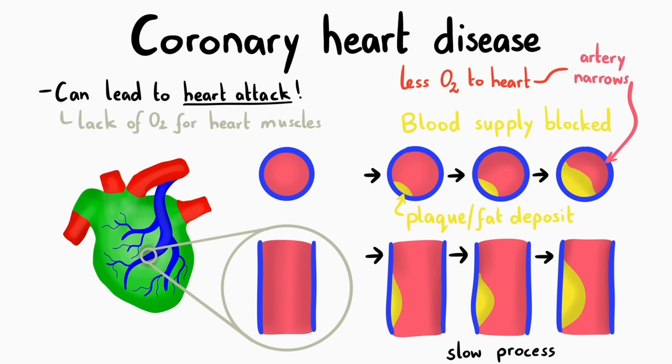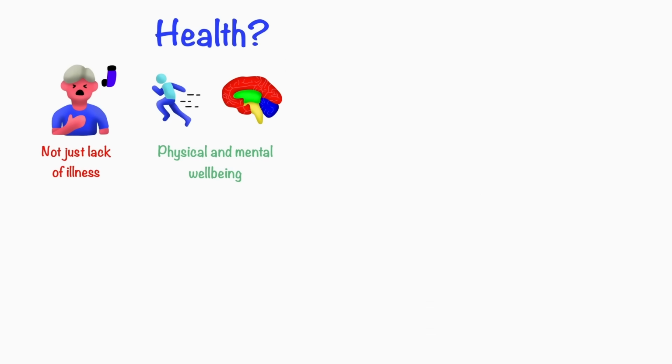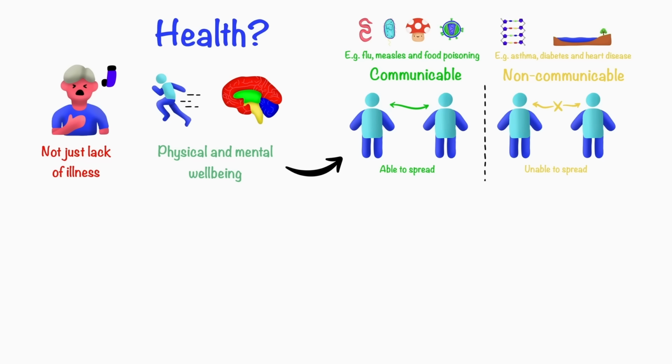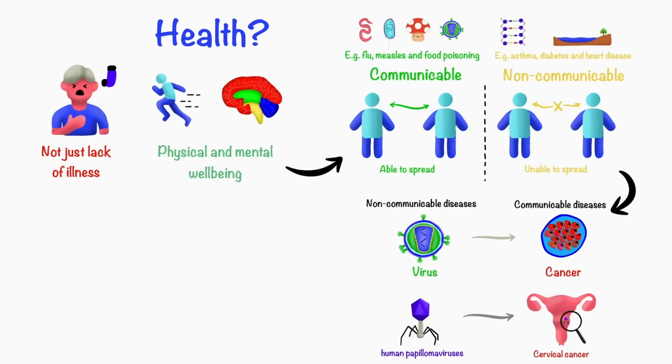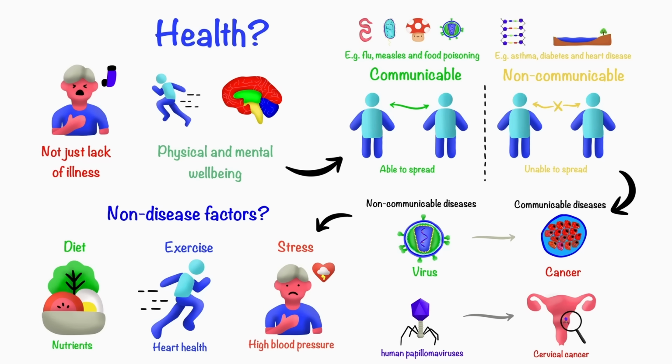Our understanding of heart disease and its treatments has advanced tremendously over recent decades. What was once a death sentence can now often be managed effectively, allowing patients to lead full and active lives. Today, we're learning about what health really means and how it relates to disease, then looking at the difference between communicable and non communicable diseases, exploring how different types of diseases can interact with each other, and finally, seeing how our lifestyle choices can affect our health.